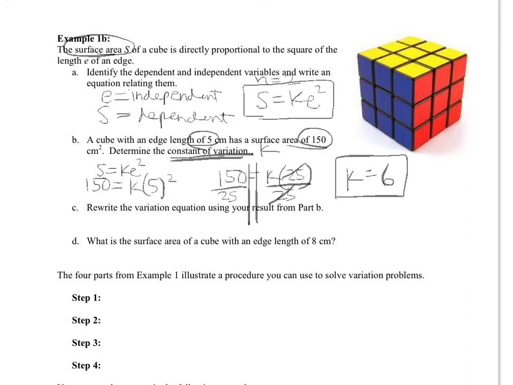Now we're just going to rewrite that variation equation we used at the beginning here and plugging in our value for K. So we can say from that S equals K E squared, we can rewrite it and say S equals 6E squared.